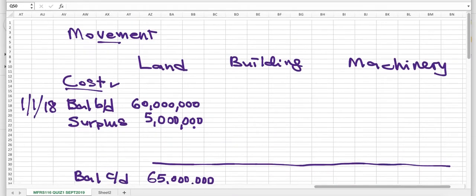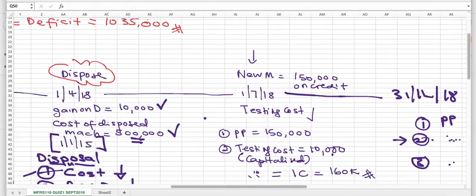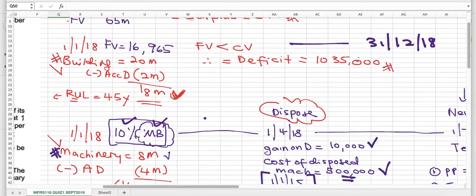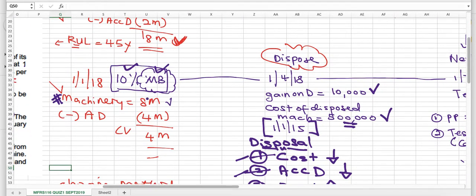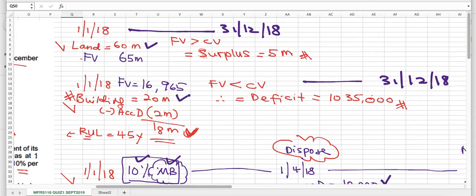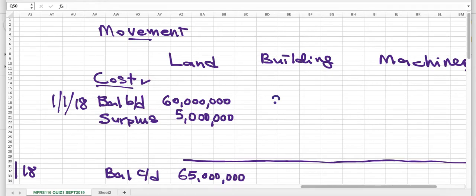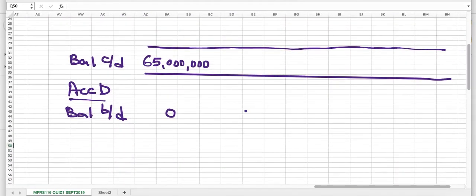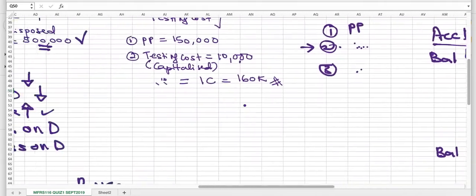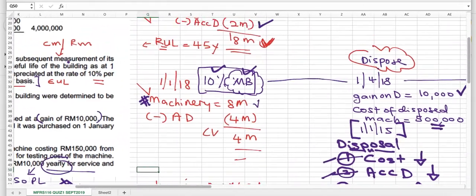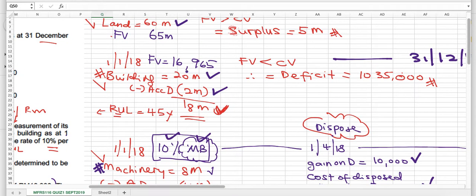Okay, now we move on to building. Look at the building at the beginning of the year. This is the value of the building: 20 million cost, and 2 million for the accumulated depreciation. So we put 20 million here and 2 million for the accumulated depreciation.